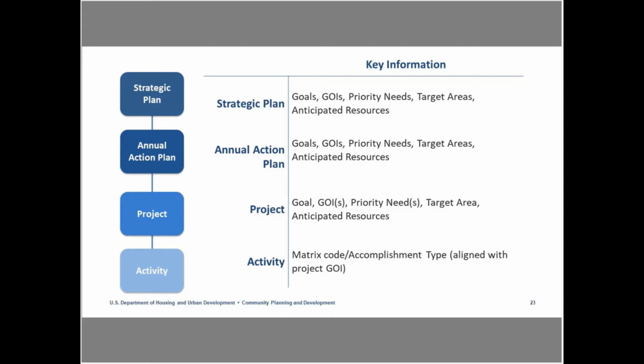In your action plan, you're now breaking down your strategic plan into 1-year increments. In your action plan, you outline what your jurisdiction intends to accomplish in one specific program year. Since the action plan is a piece of your strategic plan, this means that the goals, GOIs, priority needs, target areas, and anticipated resources in each action plan should align with the strategic plan. The strategic plan says what you plan to accomplish over 3 to 5 years, whereas each action plan says what you plan to do in a single year.